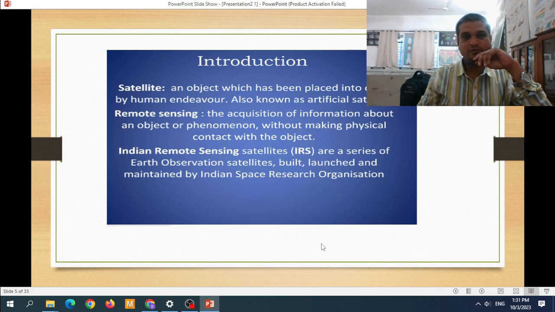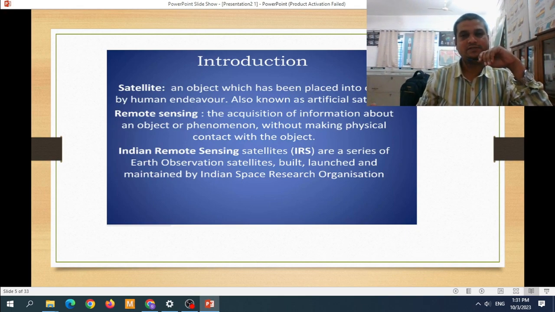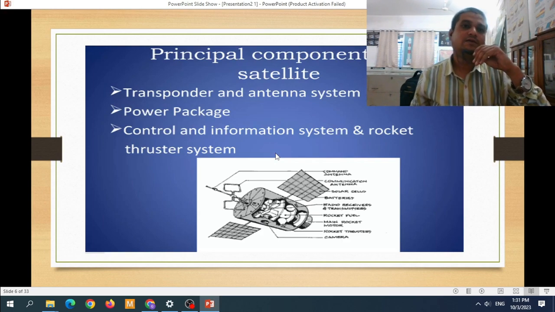Then you know the basics of remote sensing. Then what is meant by Indian remote sensing satellite? It is a series of satellites. I have already told you it is a series of satellites, for example 1A, 1R, depending on that particular use. The scientists give the names depending on that particular use. This is the series of satellites built, launched and maintained by the Indian Space Research Organization. Okay, this is the basic.